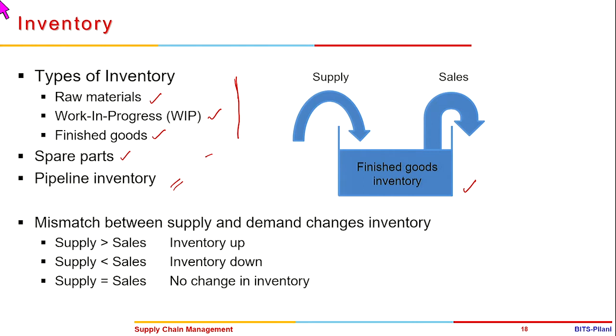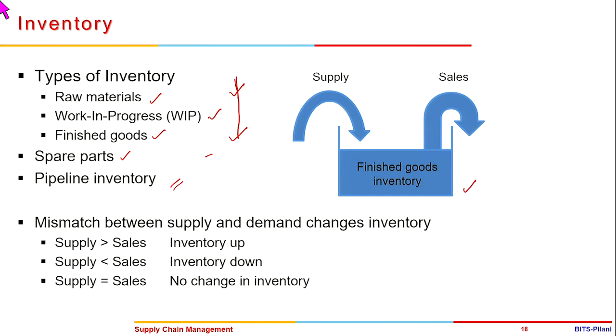Pipeline inventory could be large when the factories are far off from the customers. So if you are importing goods or if you are exporting goods, they will travel a long time and they will travel long distances. So goods which are imported or exported will have large pipeline inventory. Pipeline inventory is likely to be raw material inventory when you are buying from the suppliers, and pipeline inventory is likely to be finished goods inventory when you are shipping to your customers.